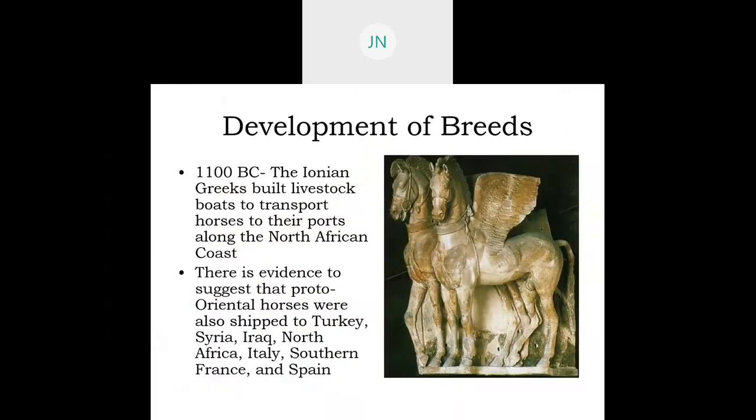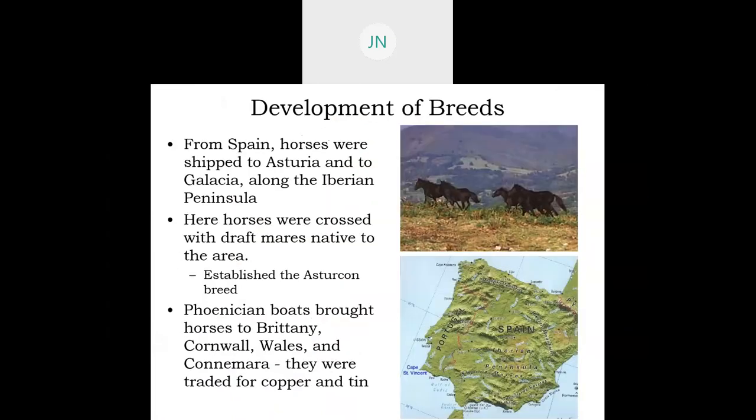In 1100 BC, the Ionian Greeks built livestock boats, and they transported their horses to their ports along the North African coast. And there's evidence that these Proto-Oriental horses were also shipped to Turkey, Syria, Iraq, North Africa, Italy, southern France, and Spain. From Spain, horses were shipped to Austria and to Galatia along the Iberian Peninsula. And here, horses were crossed with draft mares that were native to the area, and that established the Astrakhan breed.